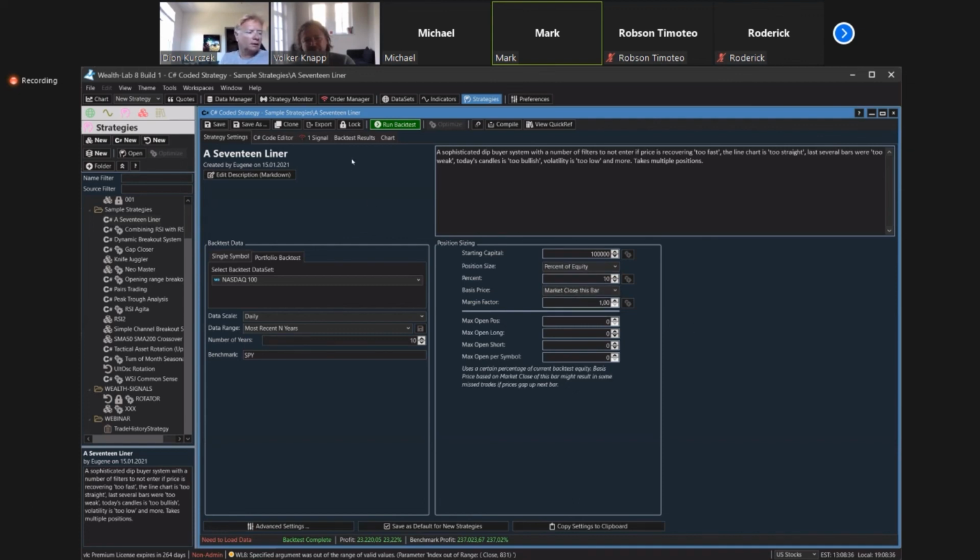Well, let's take this to the Wealth Lab forum, and maybe you could post some sample code and kind of give us an idea of how this might be implemented, and let's see what we can do.